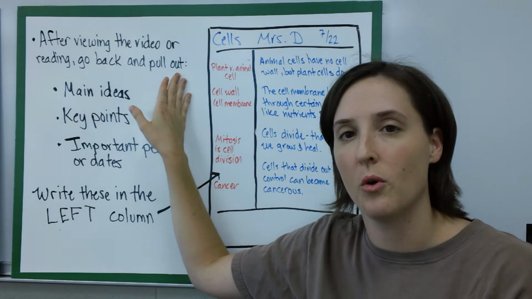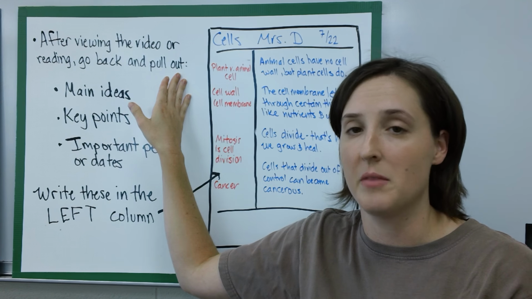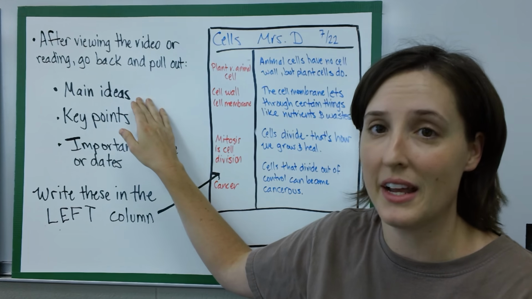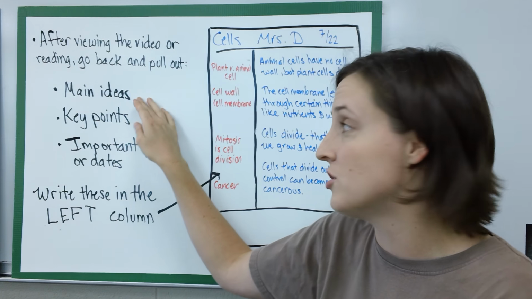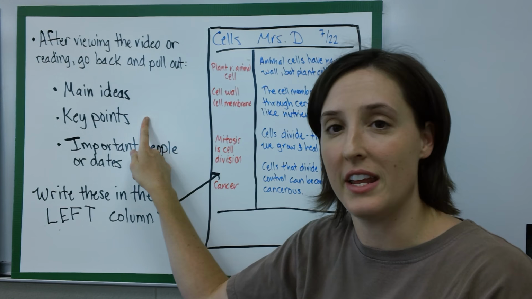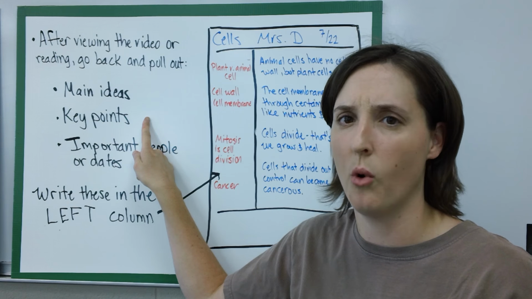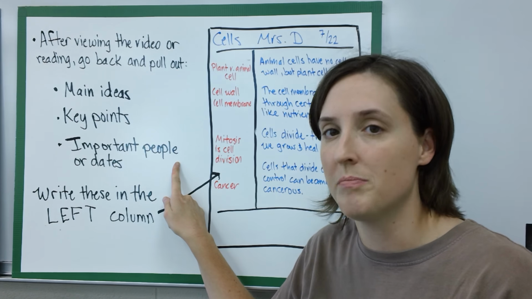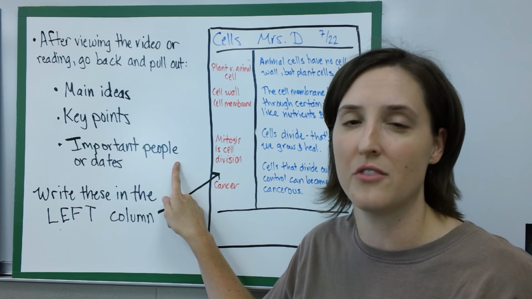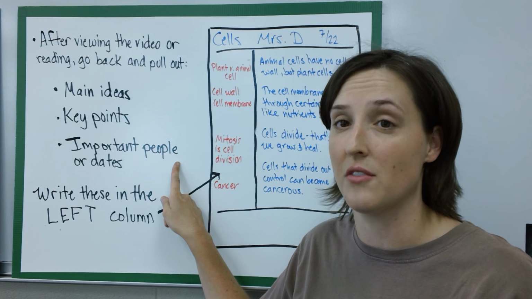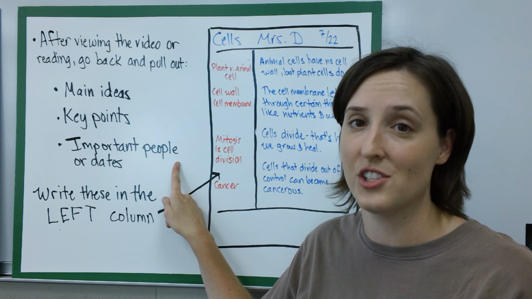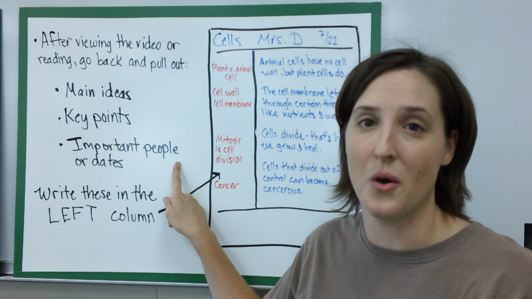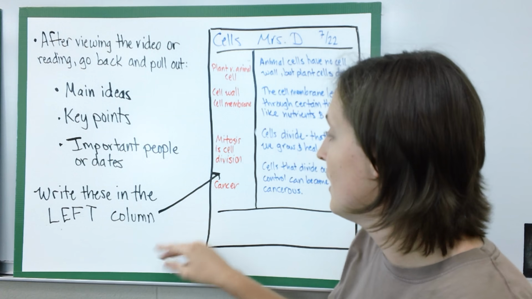After viewing the video or reading, you need to go back and then pull out these things. You want to pull out main ideas from the text or the video that you watched. You want to take out any key points, anything that was important or was stressed in the video. And you want to also note any important people or dates. There are a lot of famous scientists out there and a lot of interesting discoveries. I'm not going to ask you to remember the history of every science person you come across, but it is kind of a neat thing to know when something happened.